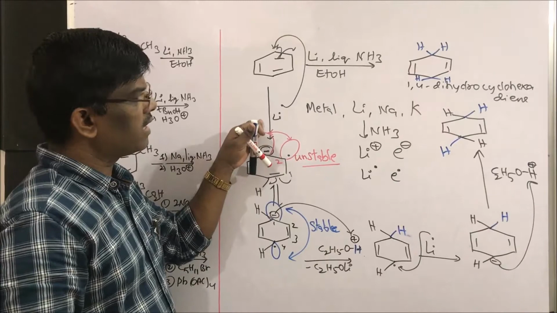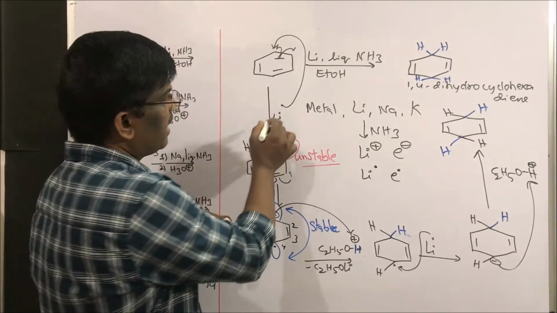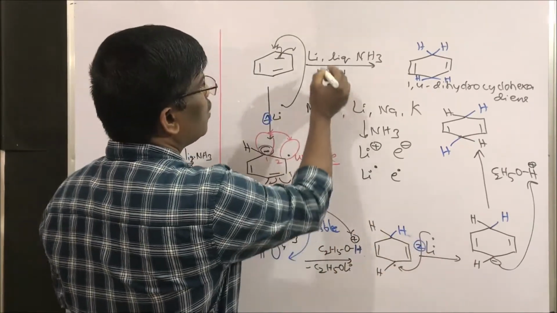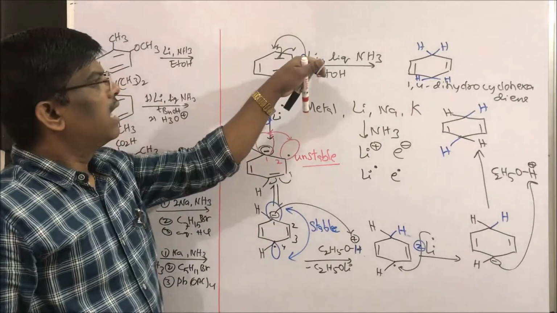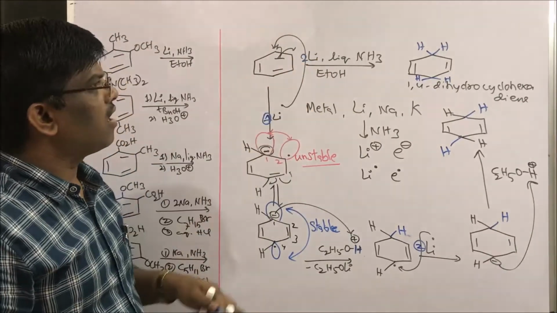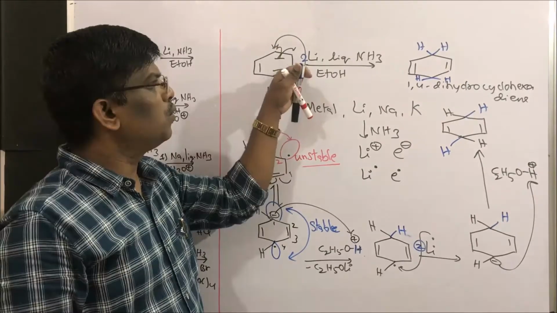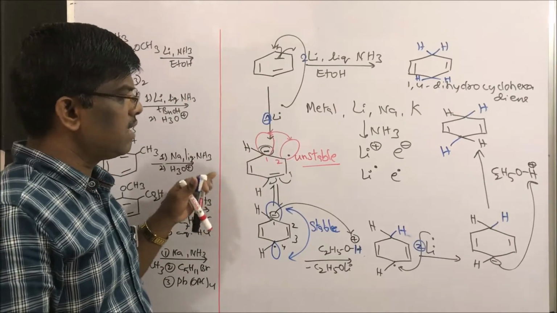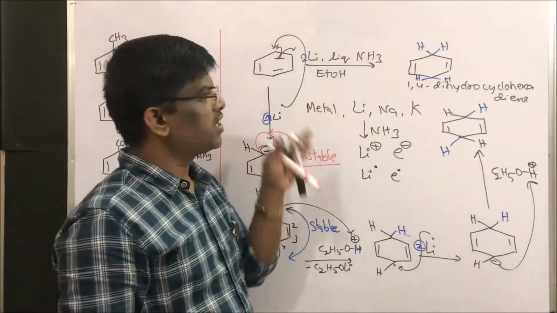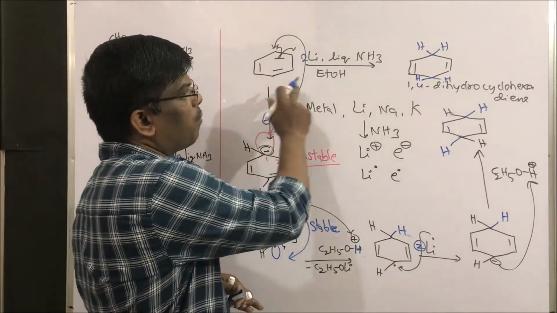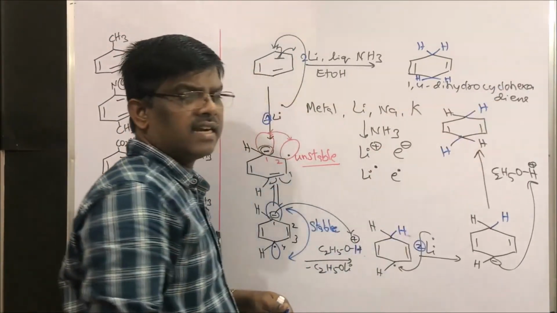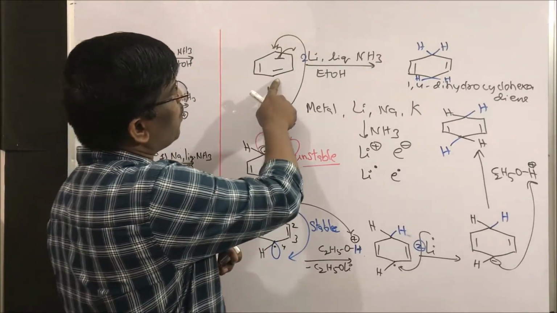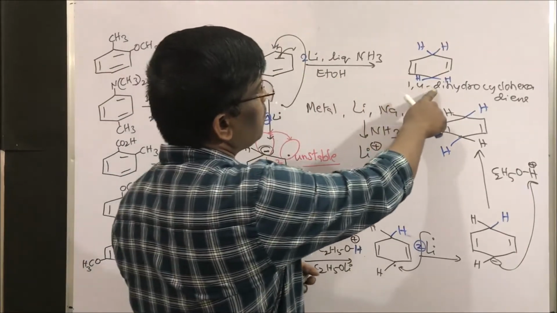How many metals are required? How many moles of metals are required? Yes, here is 1, this is 2. Yes, two equivalents of metal is required for the reduction of aromatic compounds, or two equivalents of metal is required for Birch reduction. This is the minimum requirement of this Birch reduction. So in Birch reduction, aromatic compounds give 1,4-dihydrocyclohexadiene type compounds.